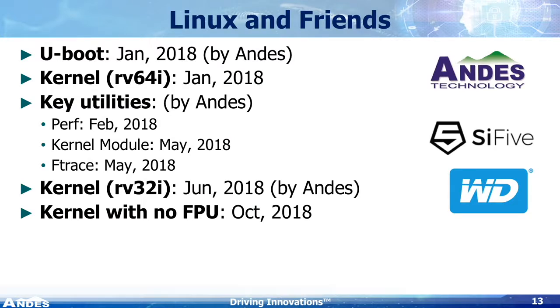Andes contributed the U-boot, SiFive contributed a 64-bit kernel, and then Andes covered the key utility for Linux, because that's very important for you to tune the performance of the Linux system. And then, like I said earlier, we are pushing the 32-bit Linux kernel, and it's already accepted. And now that GDIPC, once GDIPC is ready, then everything will be there.